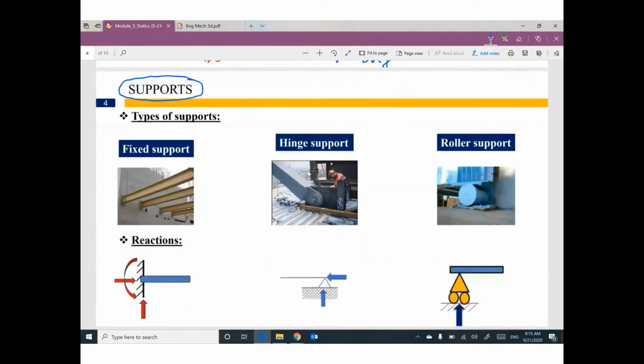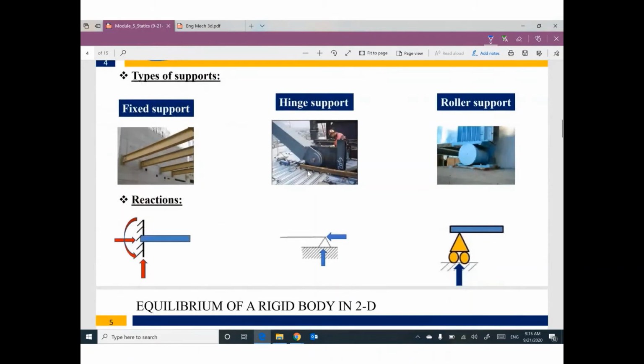In real life, we have something, but in our course, we need to represent this structure or element as a support. We have three kinds of support. The first one is called fixed support. Sometimes it can be hinge support, or roller support.